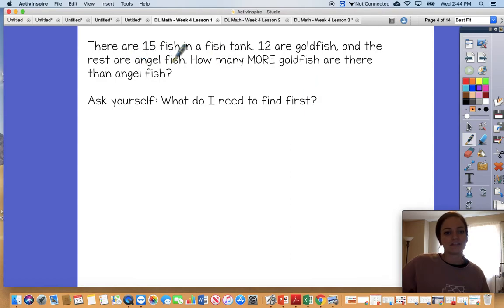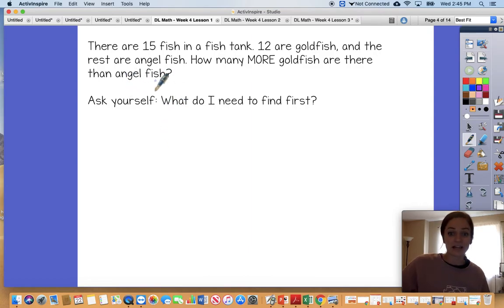There are 15 fish in a fish tank. 12 are goldfish, and the rest are angelfish. Now, here's the second part of the question. How many more goldfish are there than angelfish? Okay, so we need to ask ourselves, what do I need to find first before I can figure out how many more goldfish there are than angelfish?